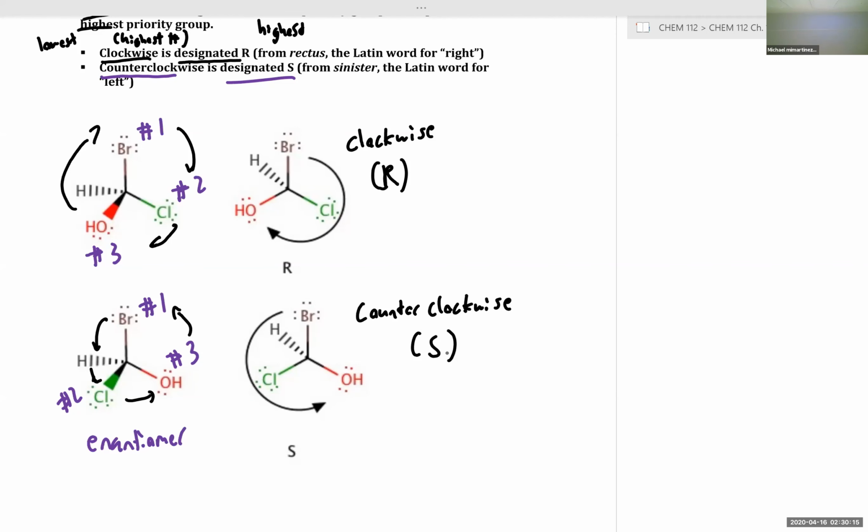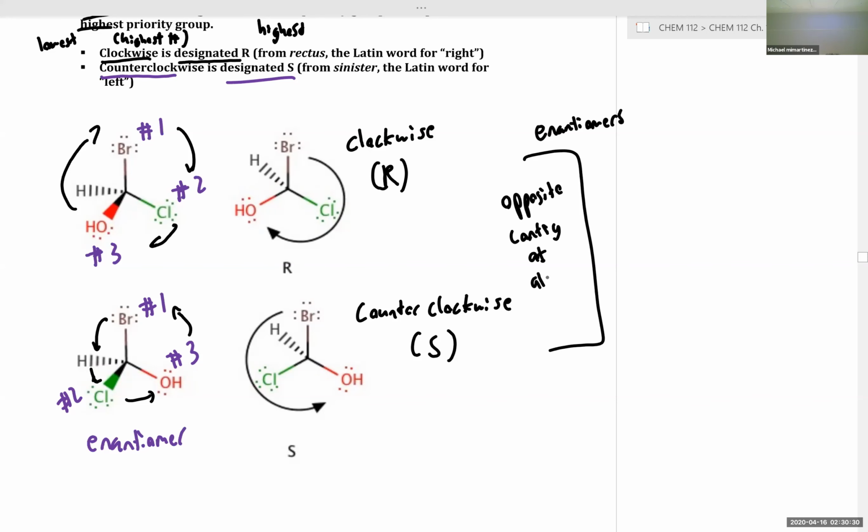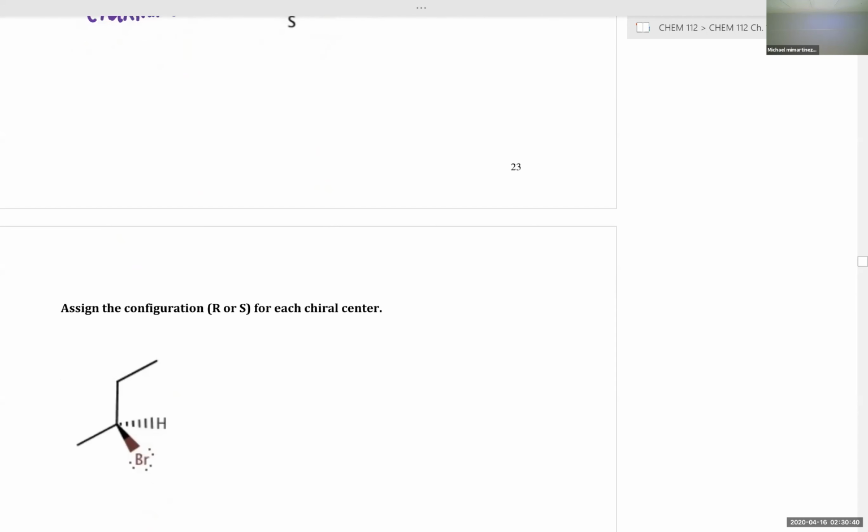Does that logic make sense? When you have a set of enantiomers, one way to check your work is that enantiomers have opposite configurations at all centers. Not too bad once you break it into pieces. So let's do another example from scratch.